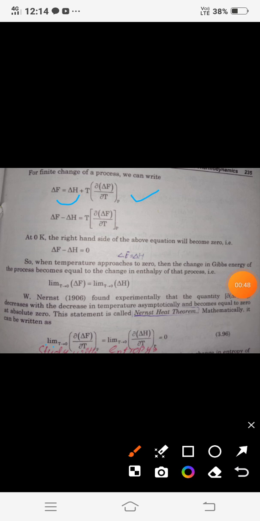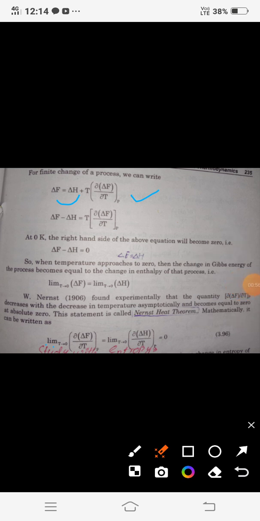So the first thing to consider here is the Gibbs-Helmholtz equation. It says that the free energy is equal to H plus T dF/dT at constant pressure. Let's talk about the other part of the derivation.